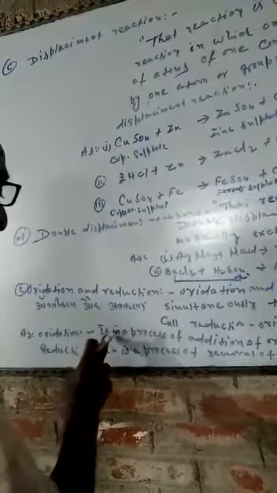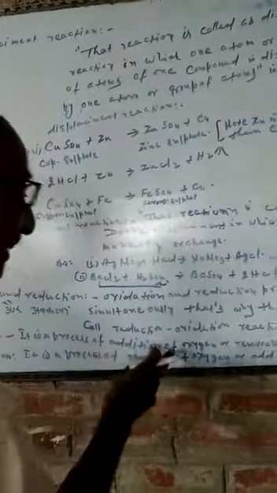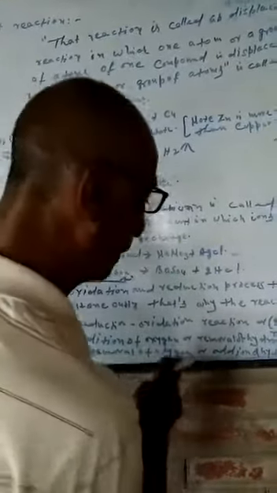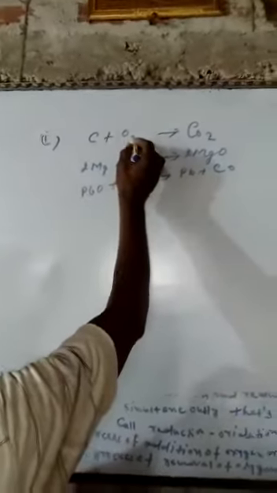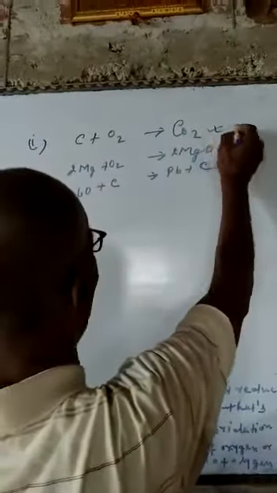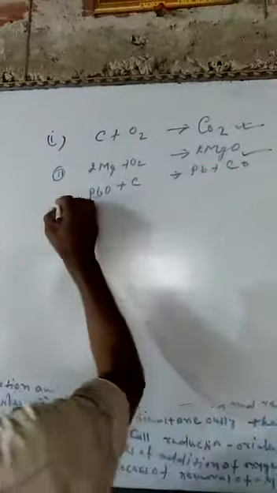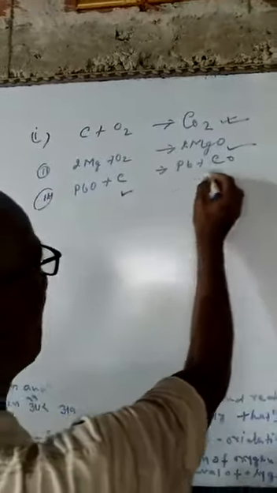Oxidation means it is a process of addition of oxygen and removal of hydrogen. Second, reduction, it is a process of removal of oxygen, removal means हटाना, and addition of hydrogen, माने हाइड्रोजन का जुड़ना. ठीक है? As carbon plus oxygen gives carbon dioxide. Second, 2Mg plus O2 gives 2MgO. Third, PbO plus C gives Pb plus CO.